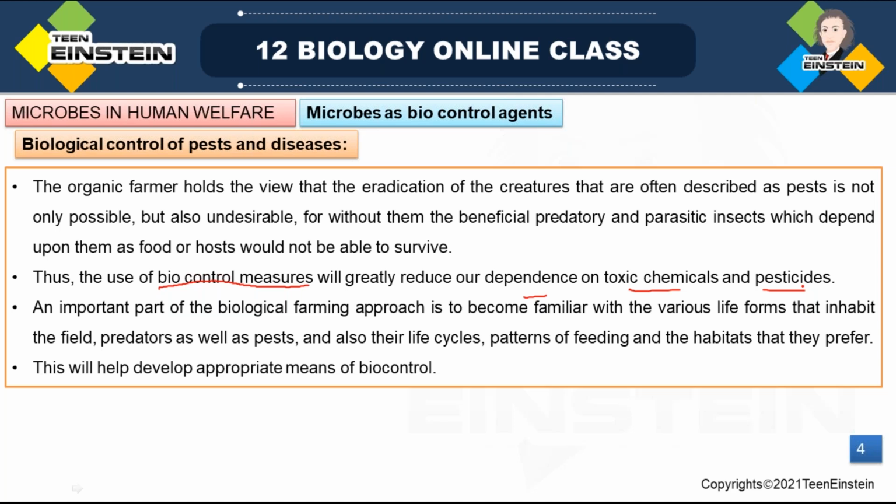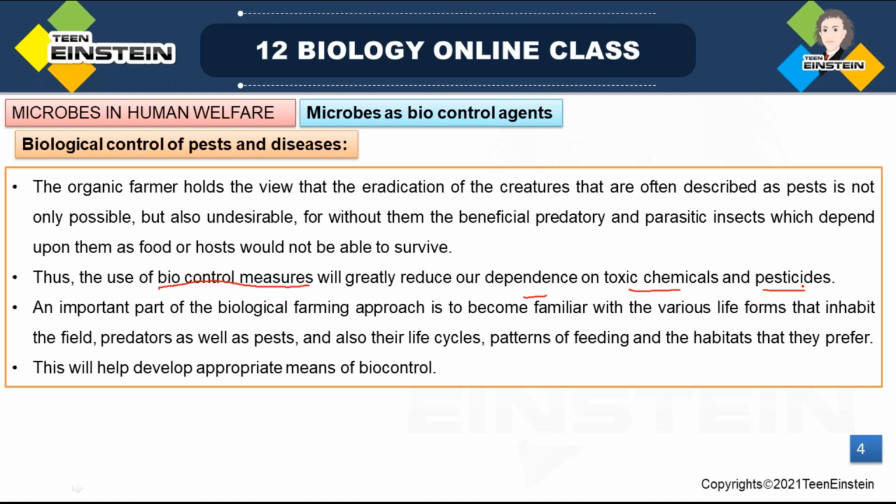So what we need to do: biological farming needs familiarity with different life forms, how one life form survives, how its number is increasing, what we should do to reduce the number of those organisms, the prey and predator relation, which pest is affecting the crop, and what is the reason for the rise in the number of that pest. We should know everything.